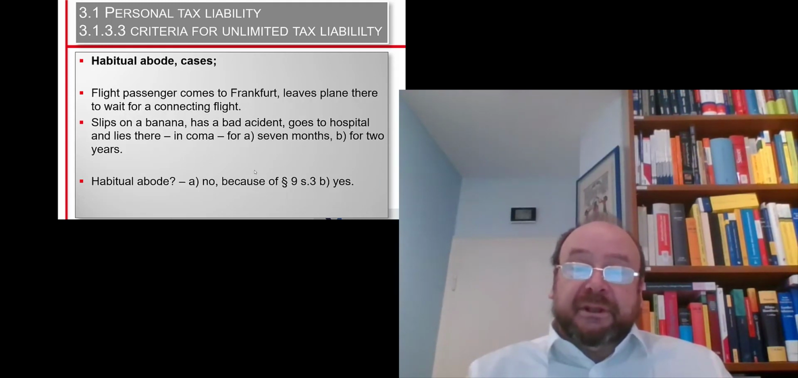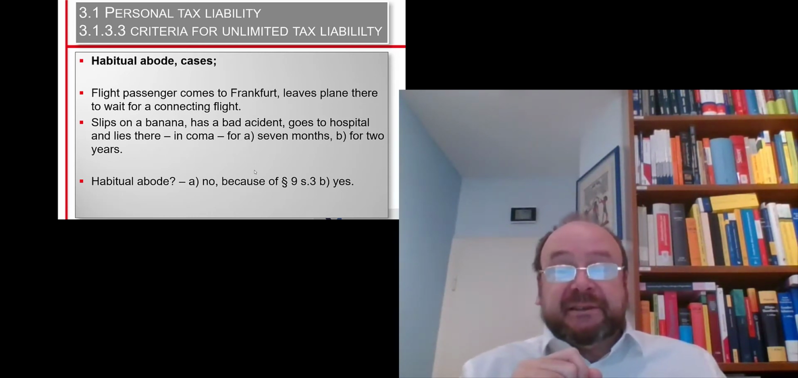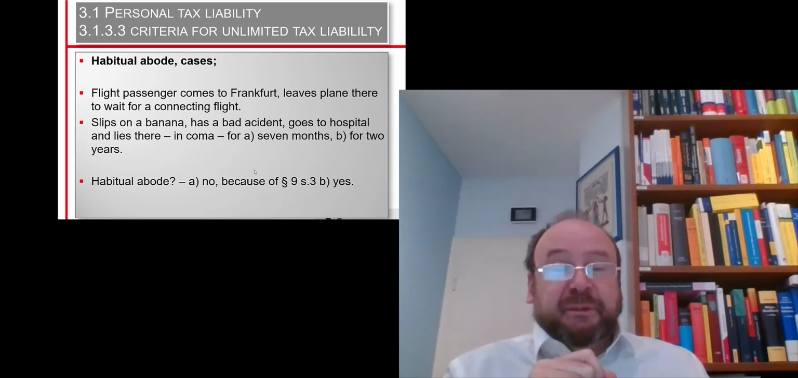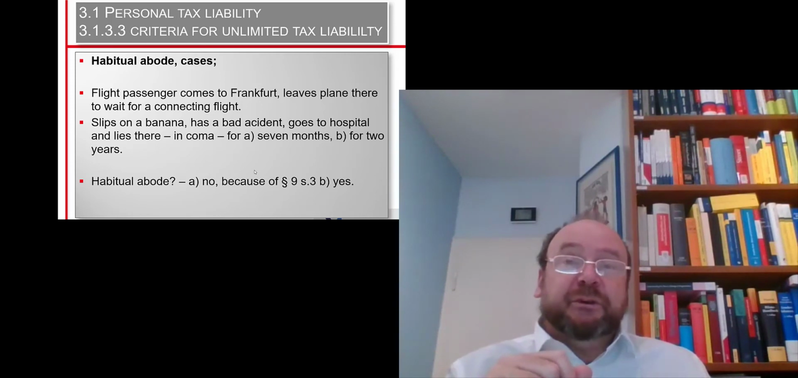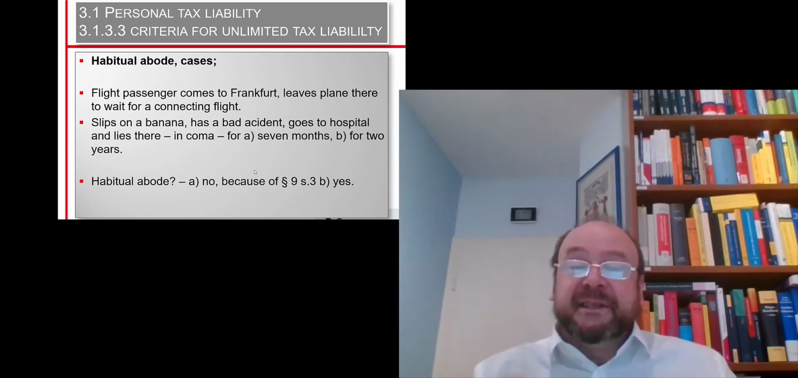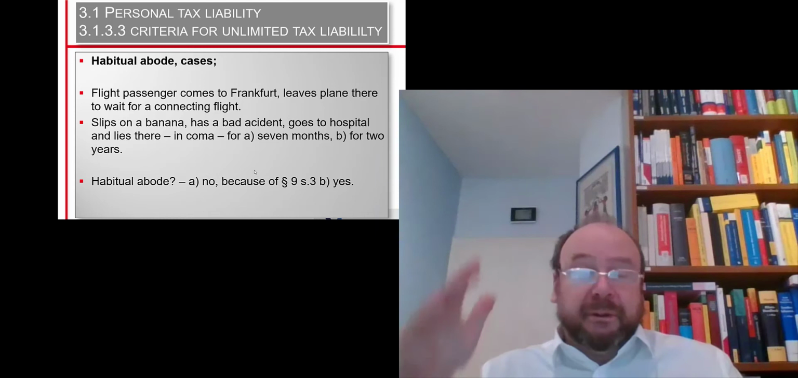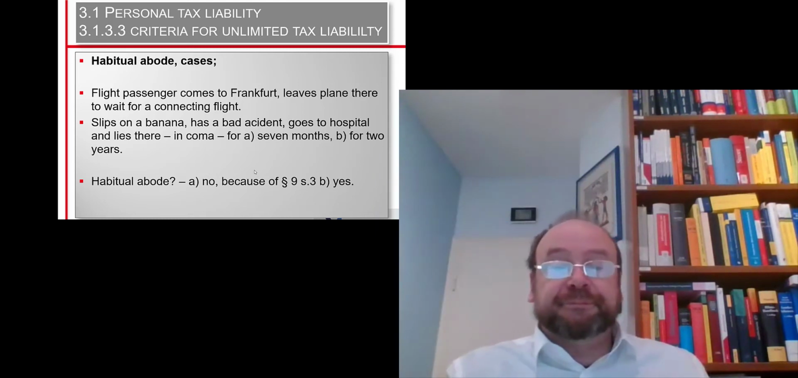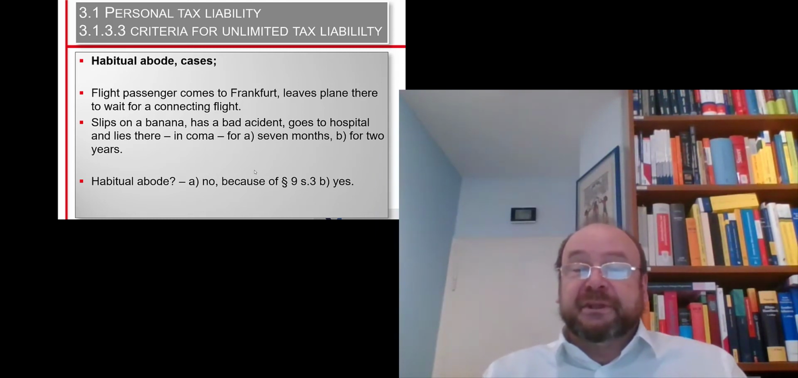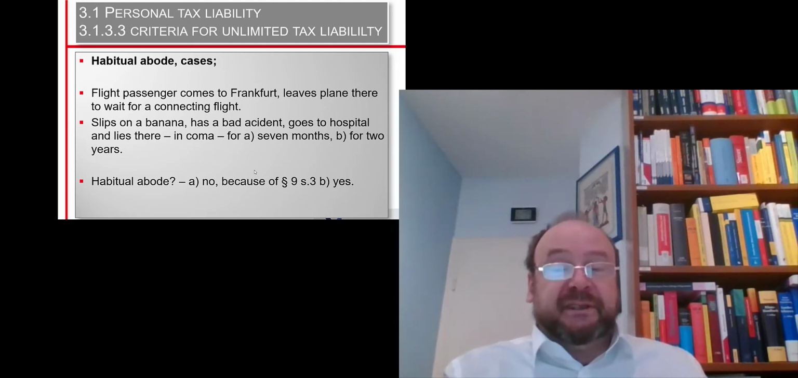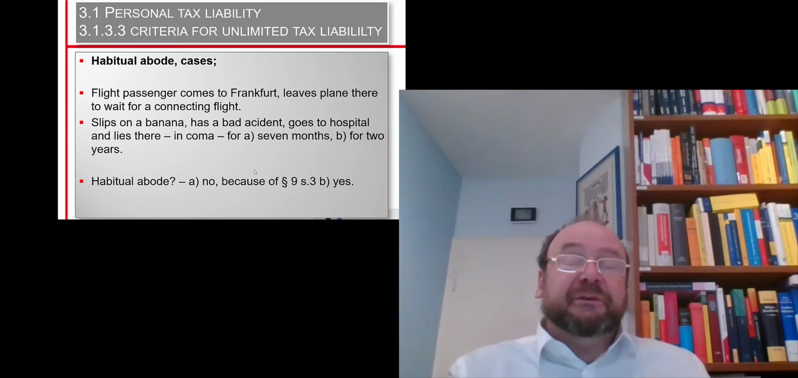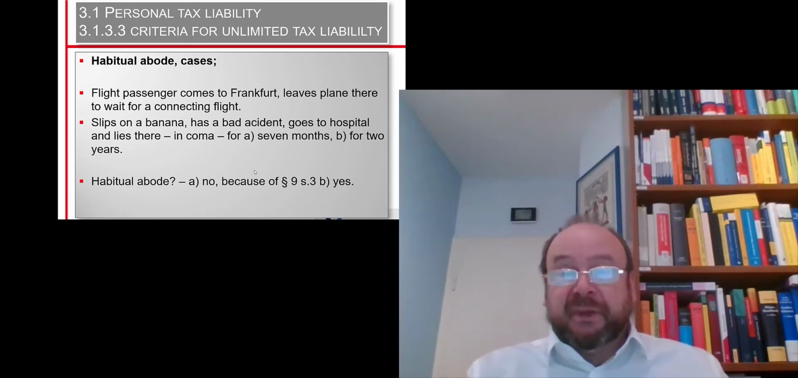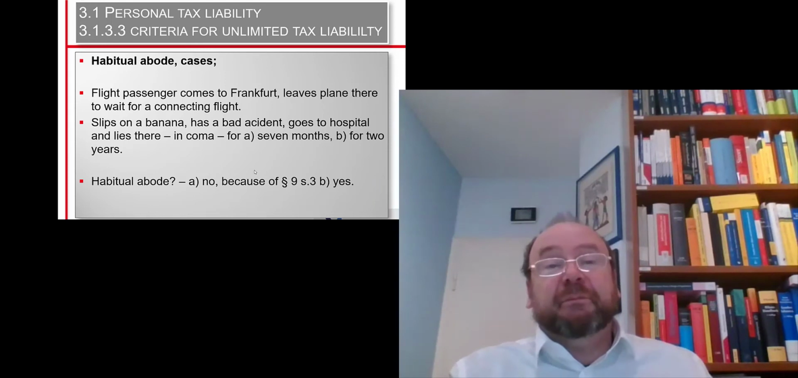We have already discussed these things. Even tragic accidents can lead to a habitual abode. You come to Frankfurt, you leave the plane there for a connecting flight, you wait for a small amount of minutes, you slip on a banana, break your skull, go to hospital and lie there in a coma for 7 months or for 2 years. In that hospital, naturally, you don't have a residence. But the question is now, do you have a habitual abode?